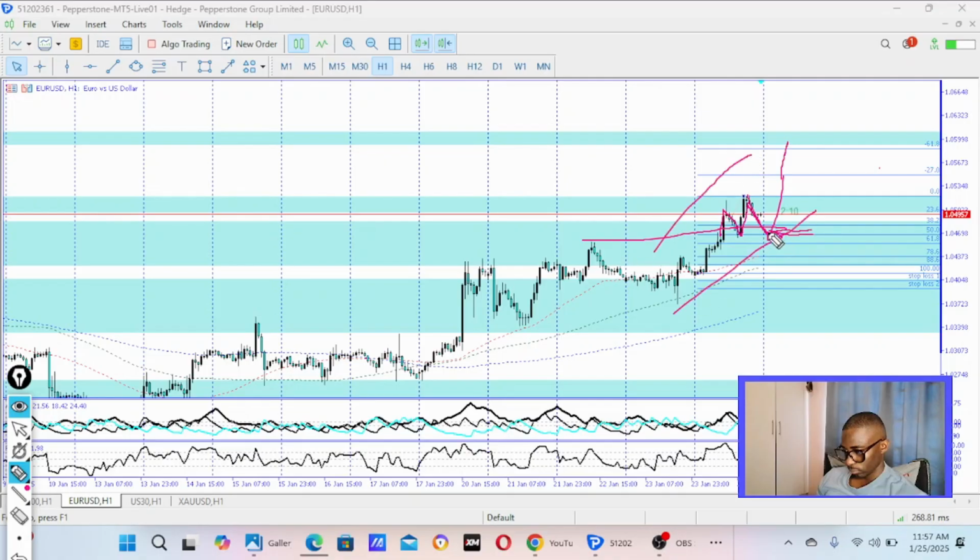So this is my analysis for the Eurusd. I'm looking to buy the pair right here on this rejection. I really want to see this double bottom in order to take that buy. So let's move on with our analysis.